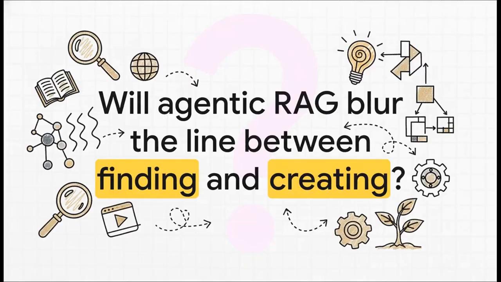And that leaves us with a pretty wild final thought. As these RAG systems become more agentic, able to decide for themselves when to search, what to look for, and how to combine different sources, that clean line between just finding information and actually creating brand new insights starts to get really, really blurry. We're not just building AIs that find answers anymore. We're building AIs that can construct genuine understanding. So the real question is, what does that future actually look like?